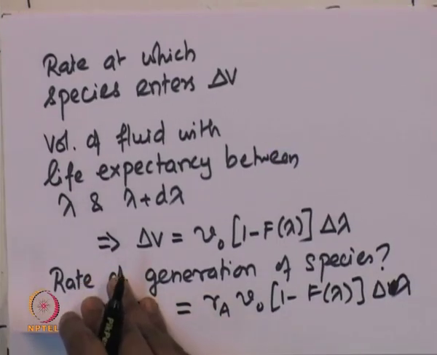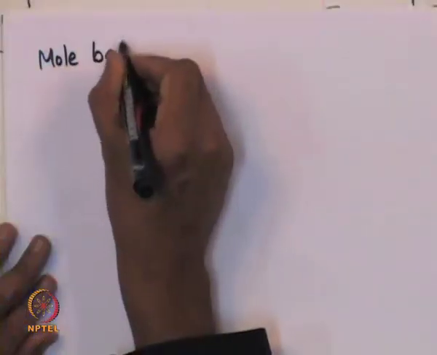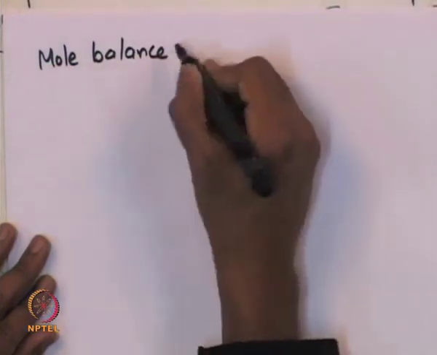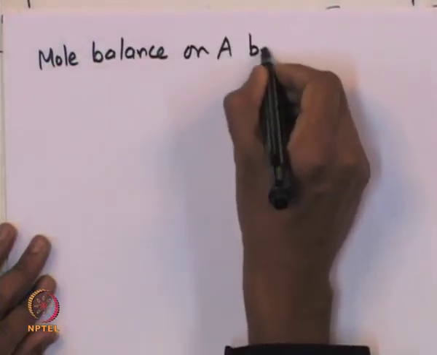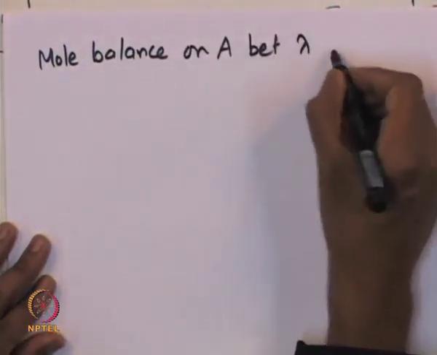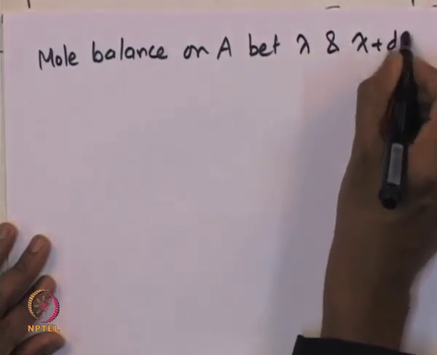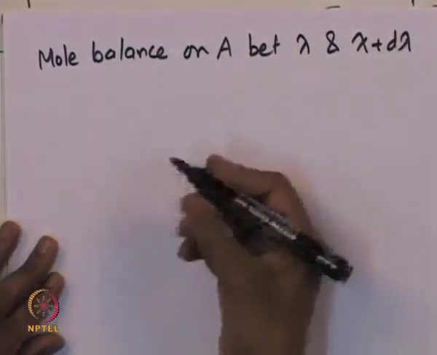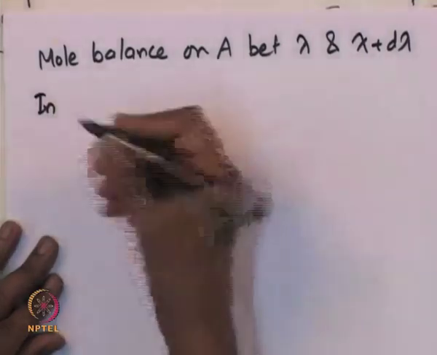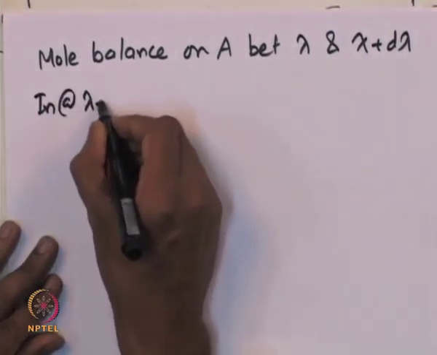So, let us now write the mole balance for this particular species. The mole balance on A, with life expectancy between lambda and lambda plus d lambda. So, what is the rate at which things are coming inside at lambda plus d lambda?